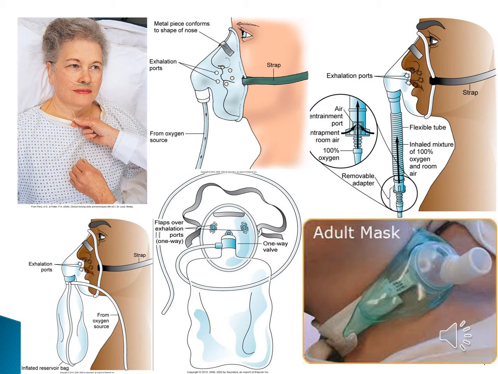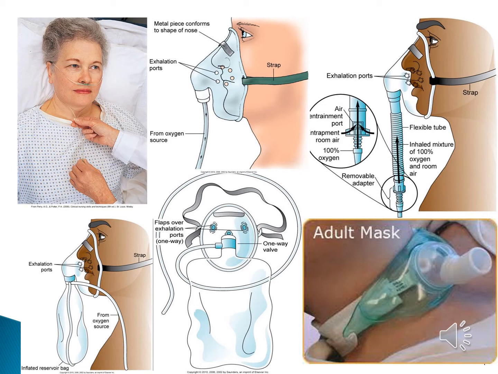The next device is a Venturi device. This one looks similar to the face mask, but it has different color tube attachments. You can change the flow on them, so you can wean the patient up and down depending on how much the flow meter tells you to do.